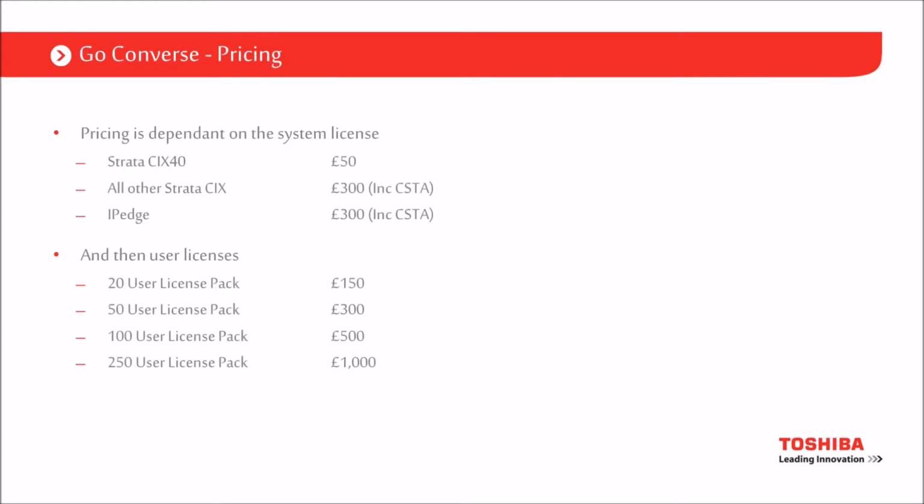Pricing is very, very cost effective on it. If it's a CIX40, then it's just 50 quid for the node license. That's because it doesn't need the CSTA. CSTA license pushes the cost up a little bit, but it's still fairly small. Strata CIX, £300, and IP Edge, £300. And then the licensing packs for 20 users, £150, 100 users, just £500. So it's very, very cost effective to plug a Toshiba IP Edge or Strata CIX phone system into a Lync server and get the best functionality of both systems by passing the busy information and the call control between the two systems.